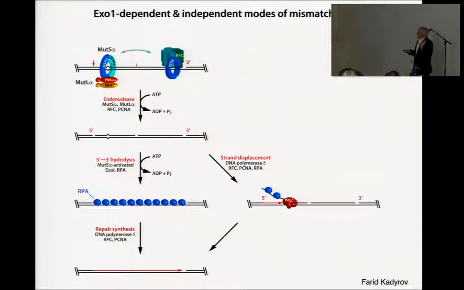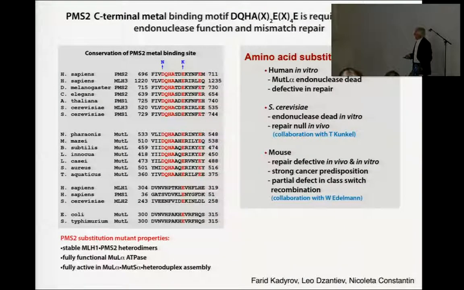So we think that this strand-directed endonuclease function of MutL alpha is the primary activity of that protein in mismatch repair. And the reason I say that is shown here. Fred Kadyrov identified a metal-binding endonuclease active site motif located near the C-terminus of the MutL alpha PMS2 subunit. This motif is shown in red here. It's conserved in all eukaryotic PMS2 homologs and found in many bacterial MutLs.